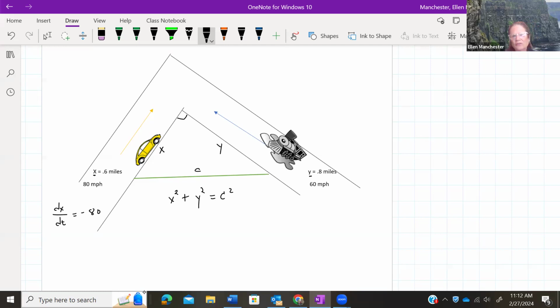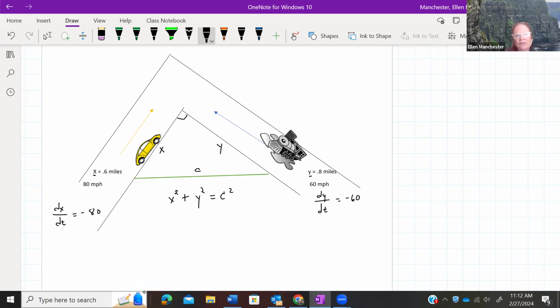Over here, the train is 0.8 of a mile away, so it's further back, but it's only going 60 miles an hour. So my derivative, the change in y over time, is going to be -60. And again, it's starting to slow down. The change is slowing down. And then the distance y is 0.8.